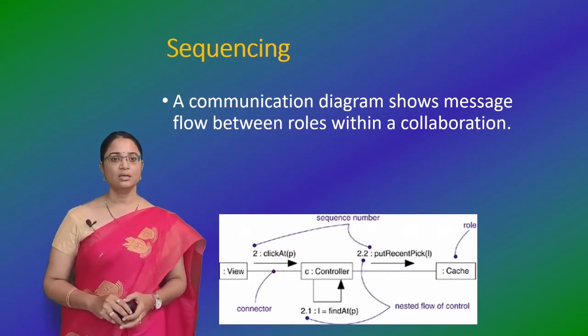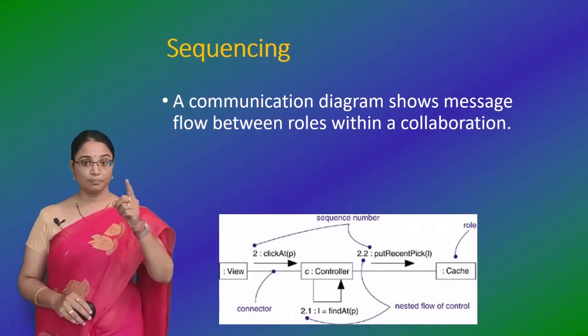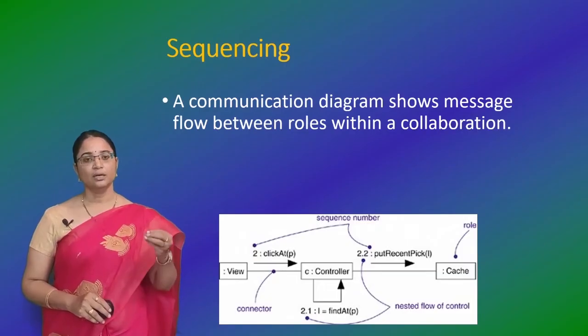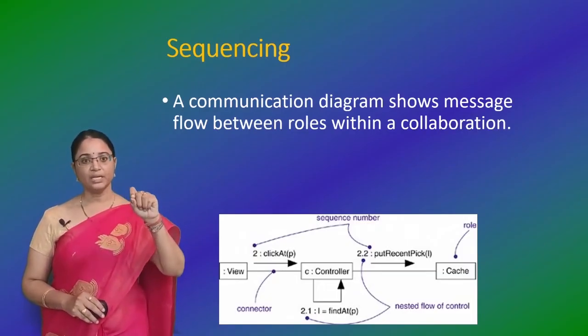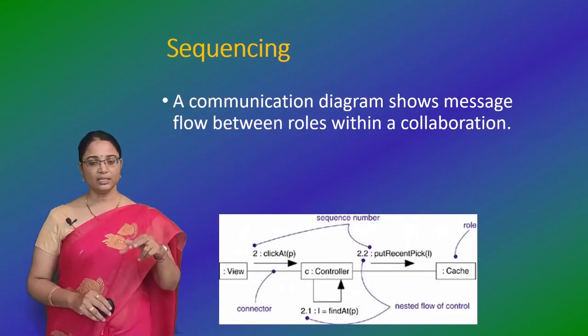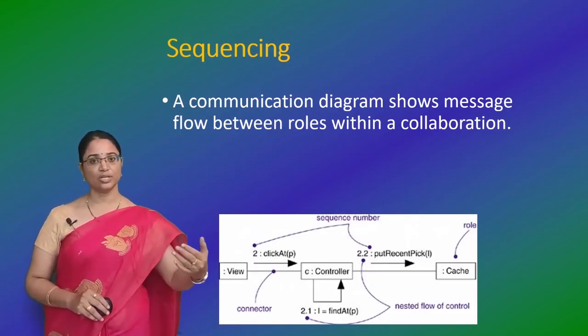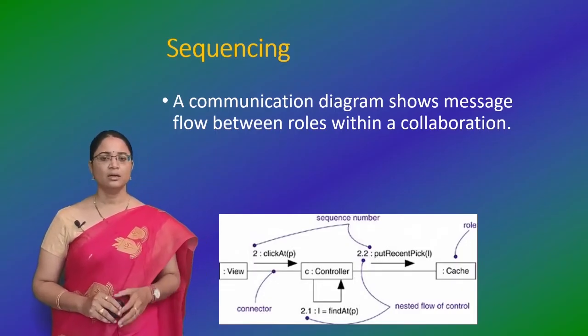So it tells the controller to click at the point P. The controller automatically finds the point P and clicks at that point. The recent value of P will be picked and stored in the cache memory. This is what our figure represents.